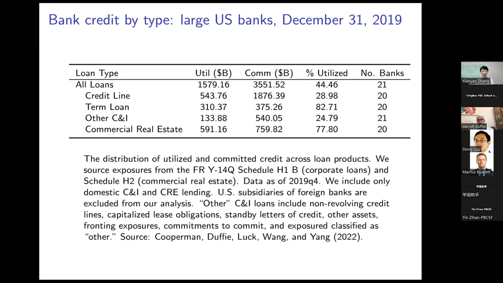Here's the US data, and you can see there's a lot of loans. There's 1.6 trillion outstanding of borrowing. That's the number right here, 1.579 trillion at the end of 2019 of loans from the 20 largest banks. Now that's outstanding credit. The committed credit to the same borrowers is 3.6 trillion. That's the next column over.